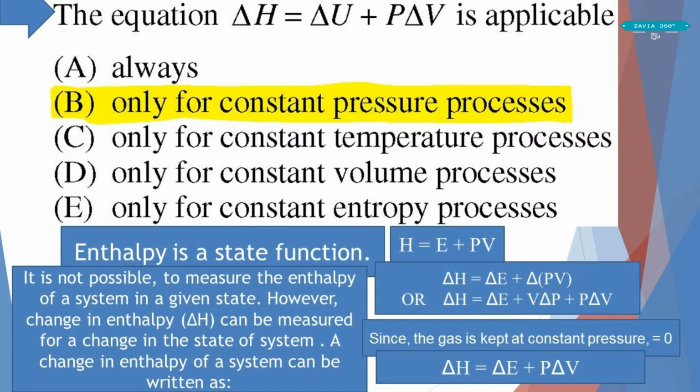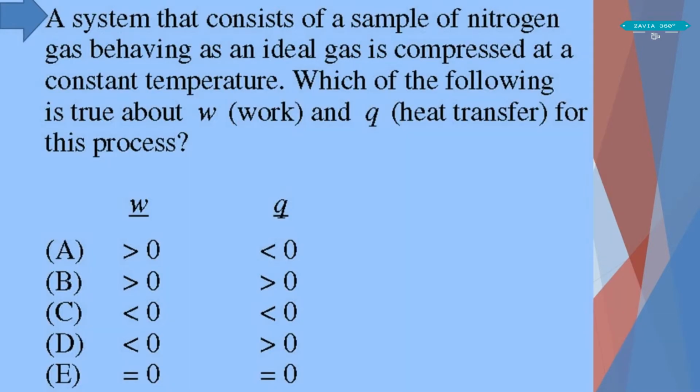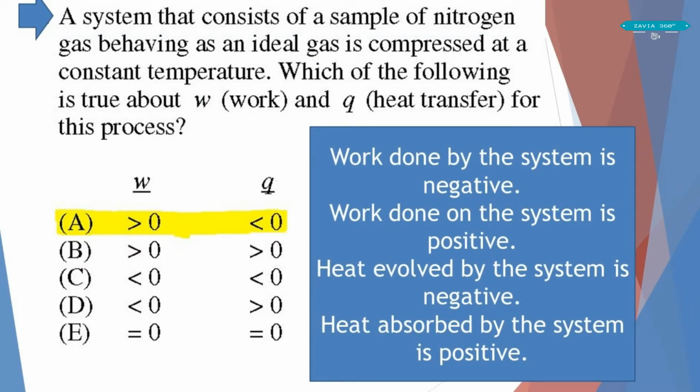A change in enthalpy of a system can be written as shown. A system that consists of a sample of nitrogen gas behaving as an ideal gas is compressed at a constant temperature. Which of the following is true about work and heat transfer for this process? Work done by the system is negative. Work done on the system is positive. Heat evolved by the system is negative. Heat absorbed by the system is positive.